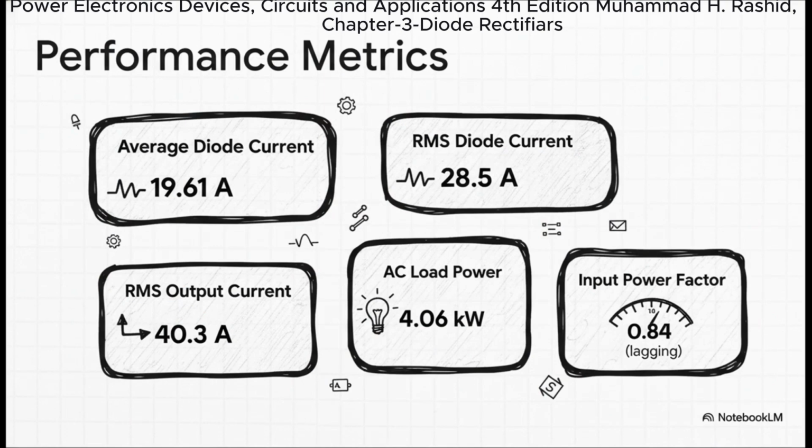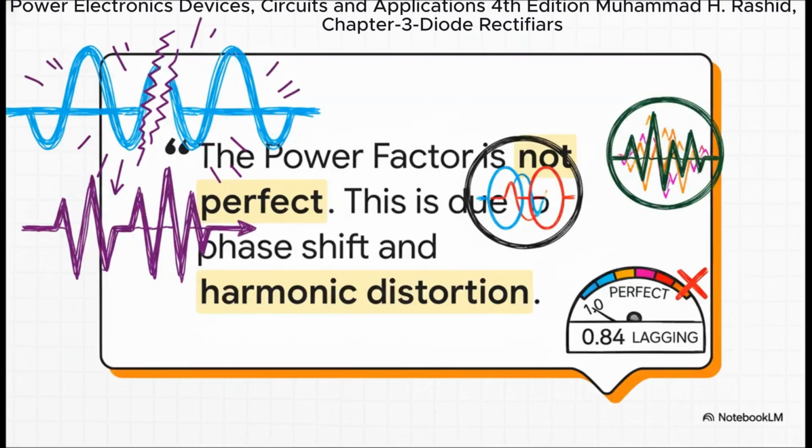Now that we know for sure that we're in CCM, we can figure out all the circuit's vital signs. We've got our average and RMS currents for the diodes in the output. We're delivering just over 4 kilowatts of power to the load, and we have an input power factor of 0.84. These numbers give us the complete performance picture of our circuit. Now that power factor is really important, 0.84 lagging. It's not a perfect one. So what's the deal with that?